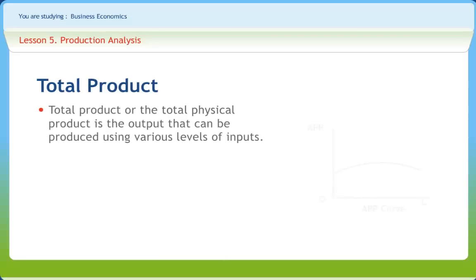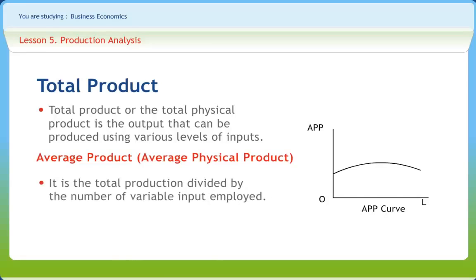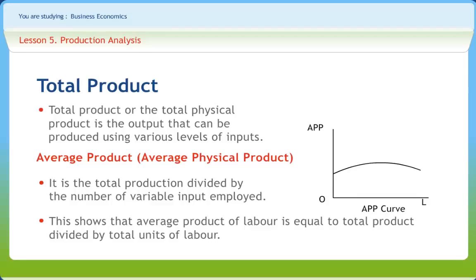Total product or the total physical product is the output that can be produced using various levels of inputs. It depicts the various amounts of output that can be produced using various amounts of labor. Average product or average physical product is the total production divided by the number of variable inputs employed. In other words, it is production per unit of input. Average product of labor is equal to total product divided by total units of labor.